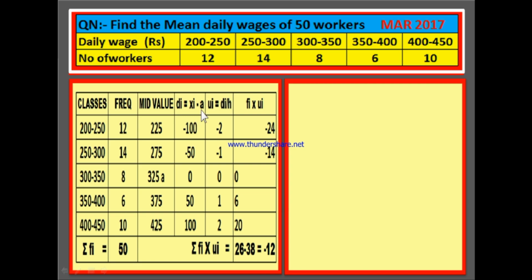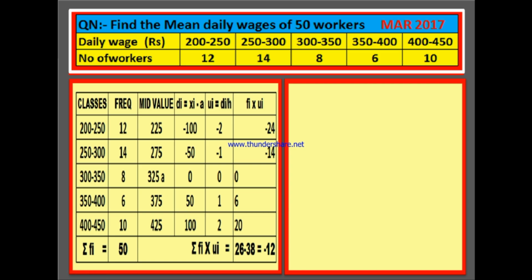Deviation di is equal to xi minus a. Here x stands for mid value and a is for assumed mean. A is 325. It is a fixed value. Now for this class, mid value is 325 and assumed mean is also 325. Therefore 325 minus 325 is 0. And for this class, mid value is 375 minus a, 325. 375 minus 325 is 50. And for this class, xi is 425 minus a, 325. 425 minus 325 is 100.